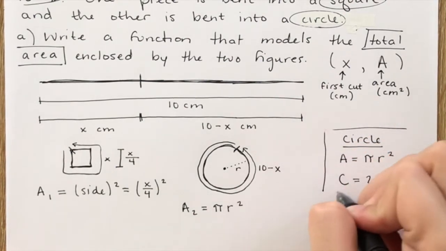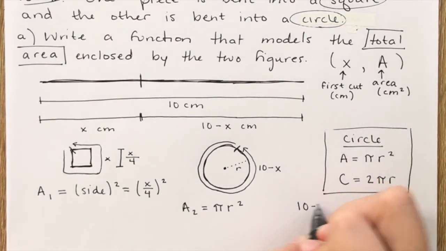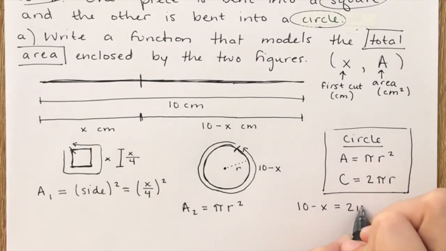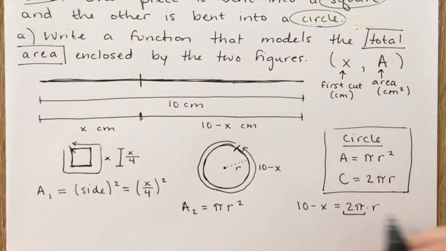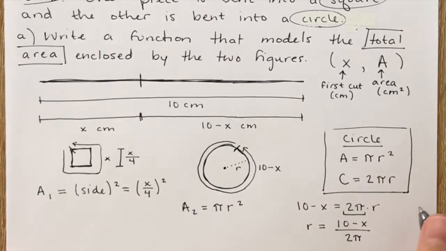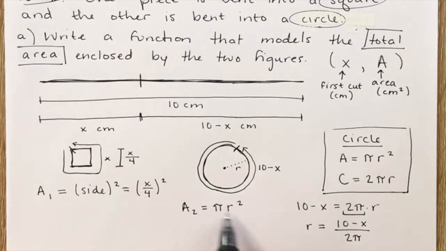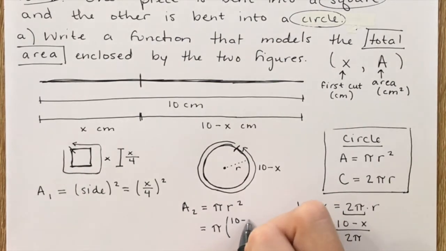So this is some extra stuff for circle. We know we have 10 minus x for the circumference is equal to 2 pi times r. We need to find r, which means we can just divide this stuff to the other side. So that gives us r equals 10 minus x over 2 pi. Then we know that the area is pi times r squared, so that means that A2 is equal to pi times what we just found for r. We want to substitute in there 10 minus x over 2 pi squared.